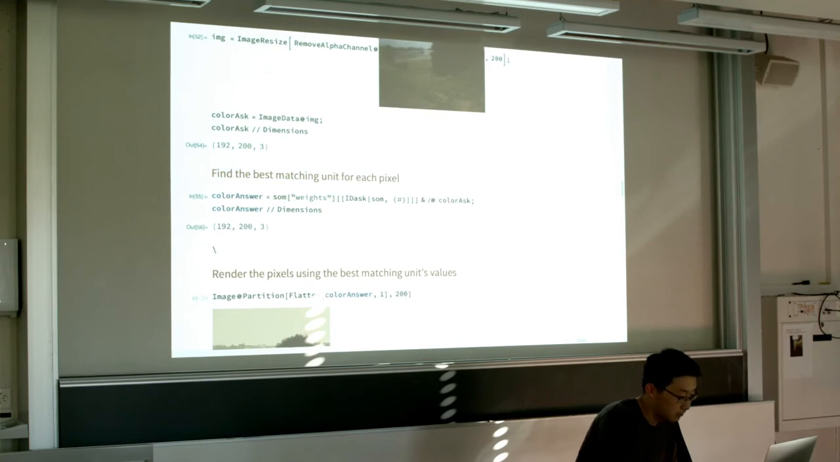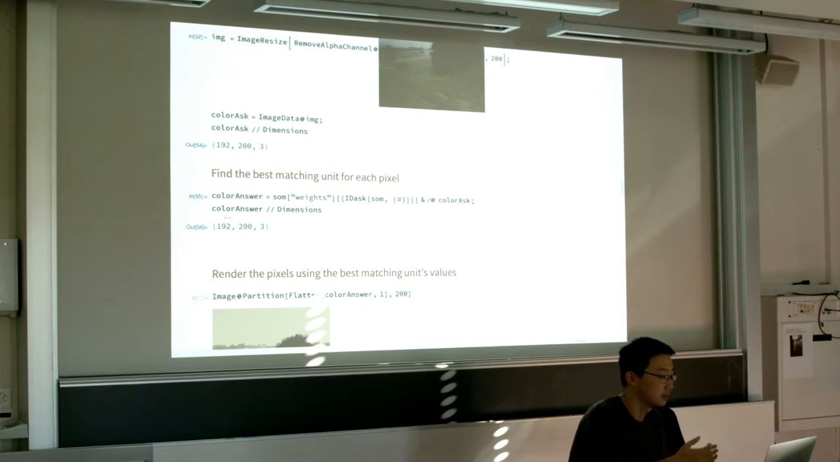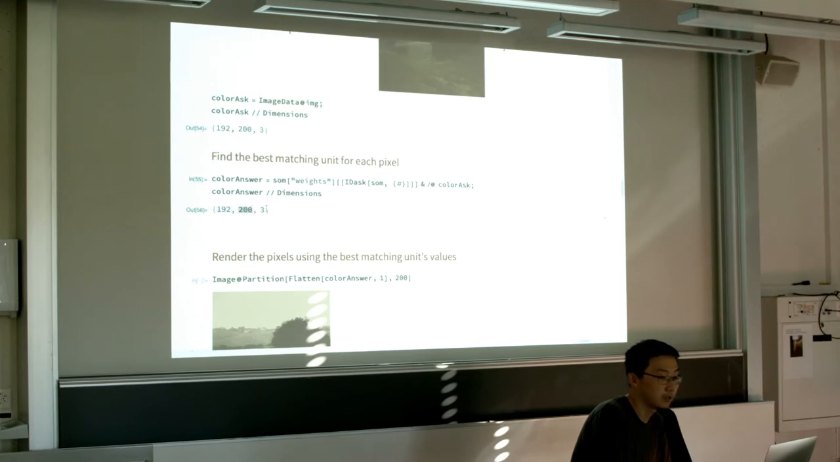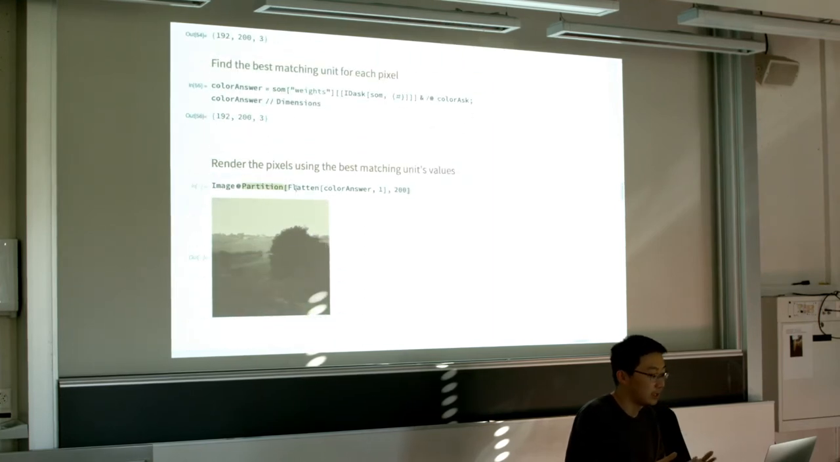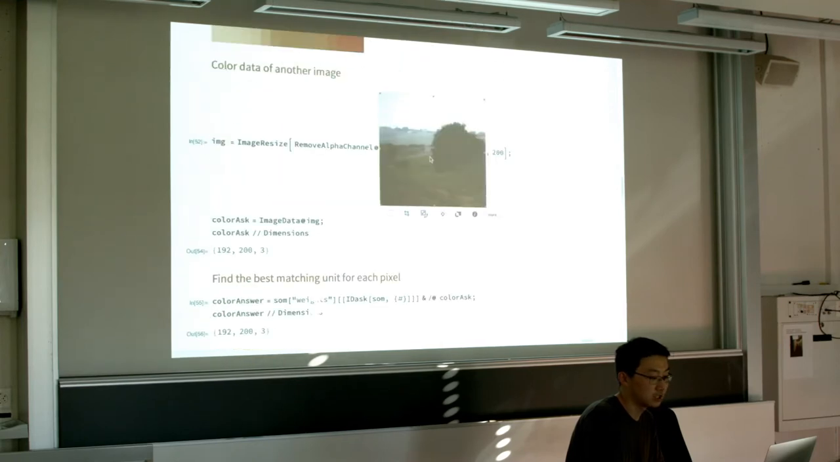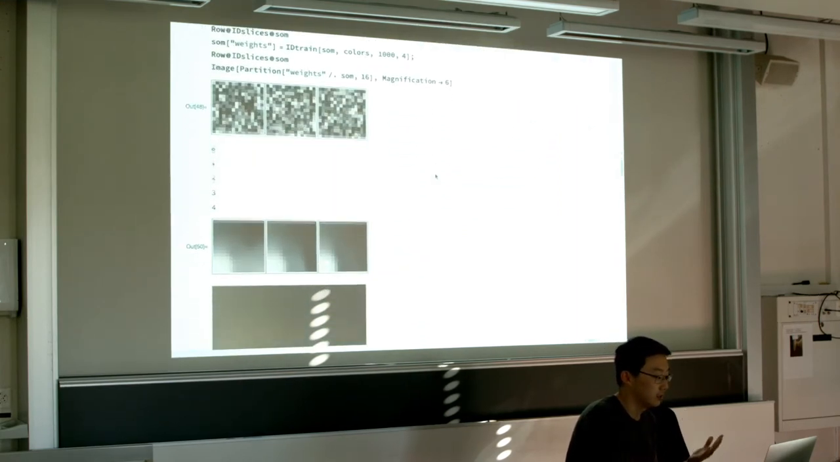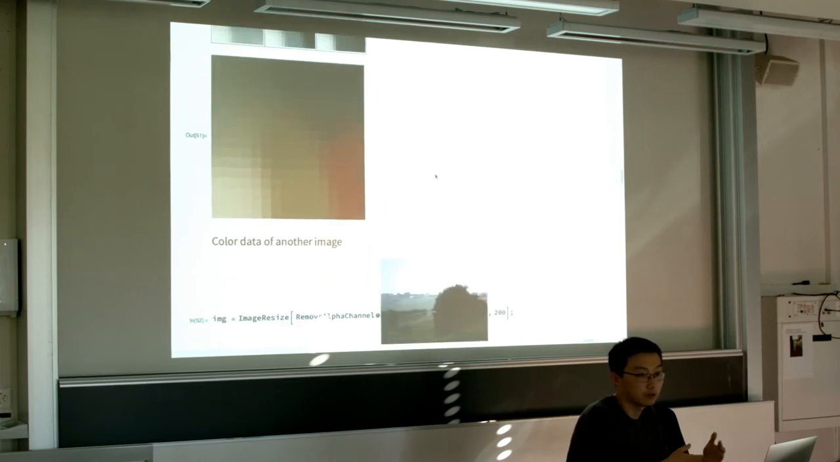So the result will be exactly the same size as the input data we have. So it's again 192x200x3, and then we can visualize this matrix back to an image again. So this will be the result we have. And if you, for example, change another image here, then basically you get a different result. This can be one example of how this algorithm works.